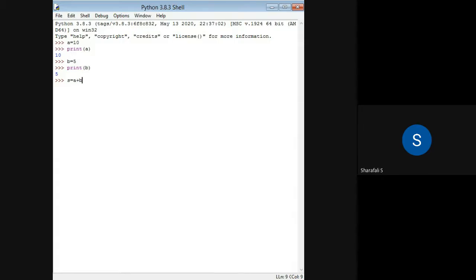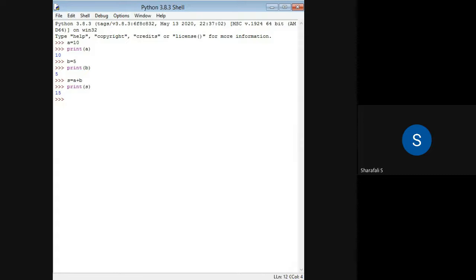Okay. So here, let's consider s equal to a plus b, and you can print that. Now that addition operation is performed. If you want to print s, then you will be getting 50. So a is added with b, and that value is assigned to s. That's why we are using the assignment operator, equal to.